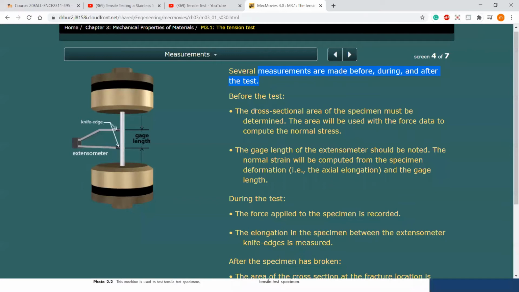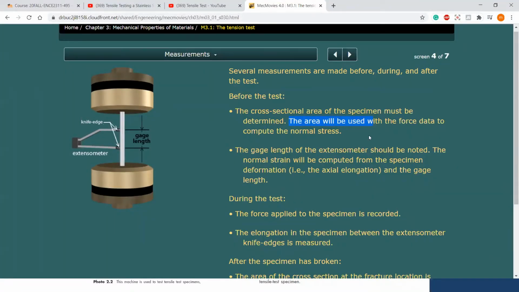So before the test, the cross-sectional area of the specimen must be determined. And I mentioned how we did it. I demonstrated how we measured the diameter using micrometers and then used that data to calculate the area. The area will be used with the force data to compute the normal stress.